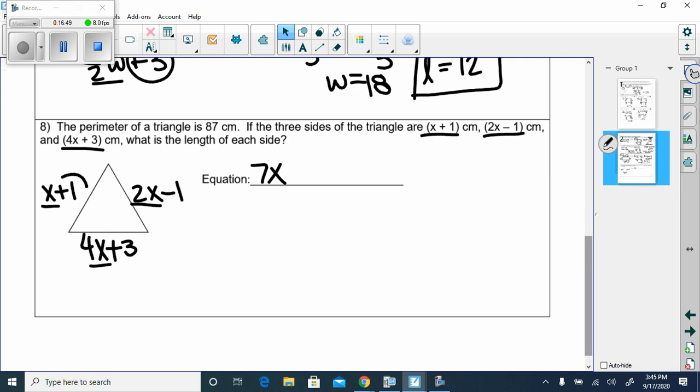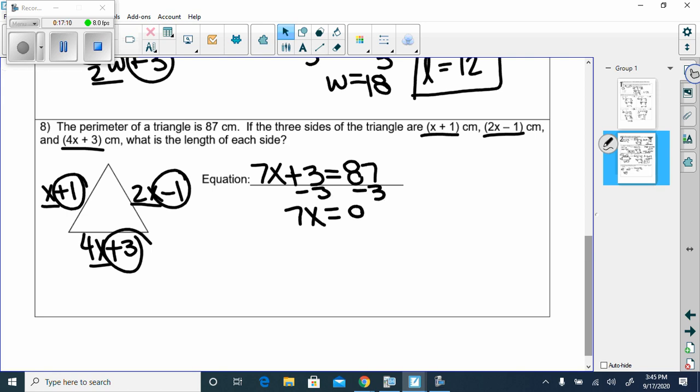Alright, and then I've got plus 1, minus 1, and plus 3. What's that? Good. I've got plus 3 is equal to 87, and now I just got to solve. Alright, but that's not what they asked for. They asked us to find the length of each side. So yes, we're going to go plug that in to all the sides.